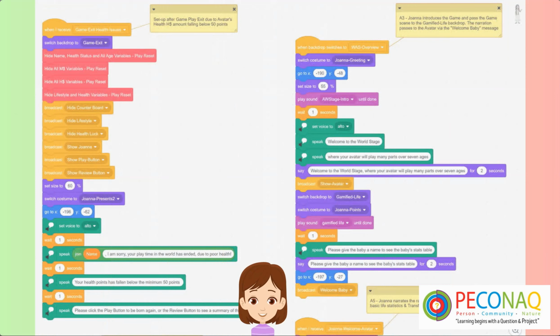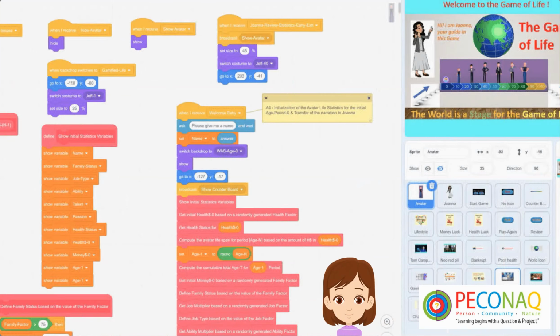This is the code blocks for the Joanna sprite. You can see that the A3 comment follows from the A1 and A2 comments in the Start Game sprite. These comments will help anyone who copies the code as a template to follow the logic of the program. The A4 comment is in the Avatar sprite, which will be followed by the A5 comment in the Joanna sprite as shown here. This is the code blocks for the Avatar sprite. You can see the A4 comment in this block.